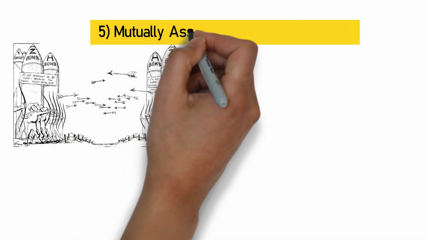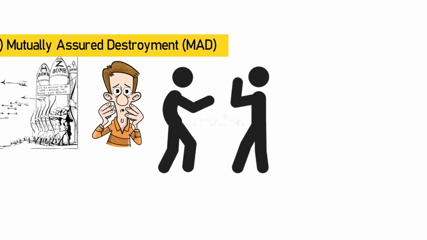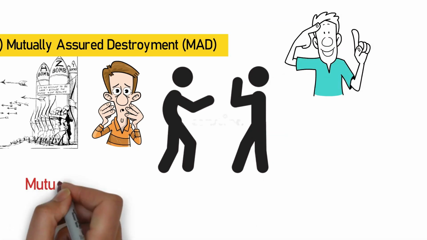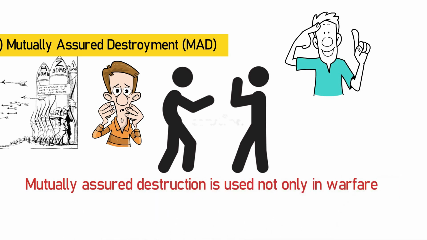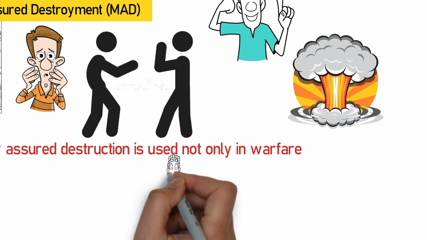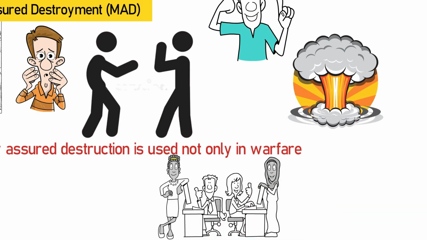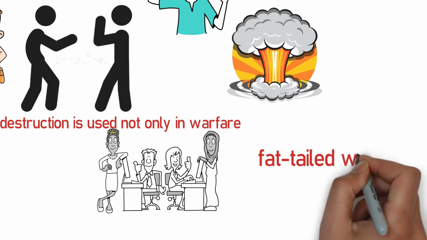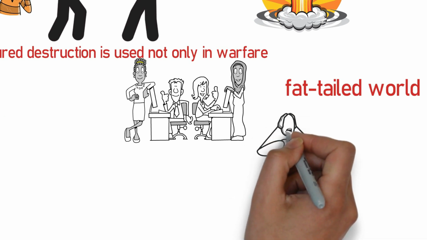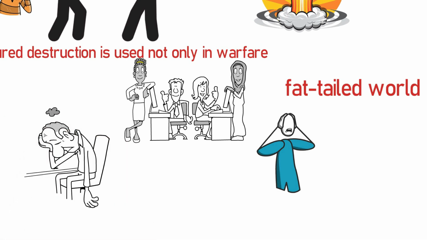Number 5, mutually assured destruction. MAD. Surprisingly, the more powerful two opponents become, the less likely they are to destroy each other. Mutually assured destruction is used not only in warfare, such as the development of global nuclear warheads, but also in business, such as the avoidance of price wars between competitors. However, in a fat-tailed world, mutually assured destruction scenarios may simply make destruction more severe in the event of a mistake, pushing destruction on the distribution's tails.